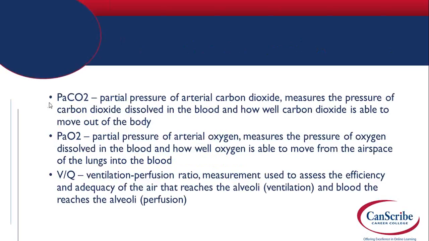PaCO2, and be sure to look at how this is written with a capital P, a lowercase a, and then your CO2. This one is the partial pressure of arterial carbon dioxide. It measures the pressure of carbon dioxide that's dissolved in the blood and how well it's able to move out of the body. And your PaO2, again a lowercase a, is partial pressure of arterial oxygen, which measures the pressure of oxygen dissolved in the blood and how well the oxygen is able to move from the airspace of the lungs into the blood.